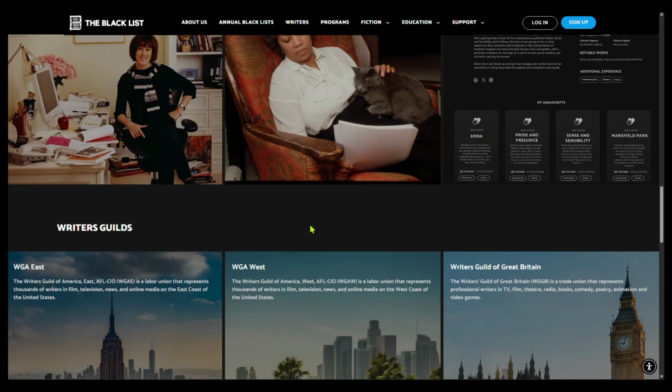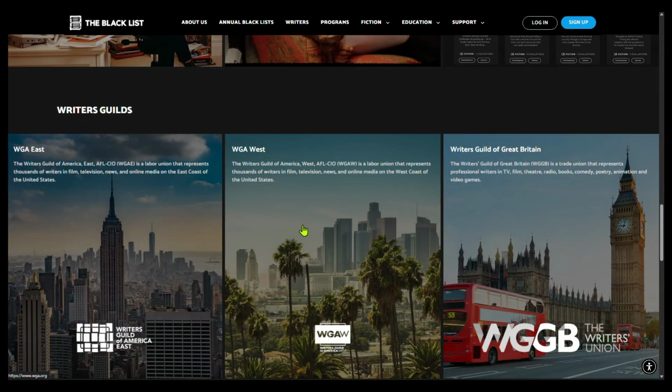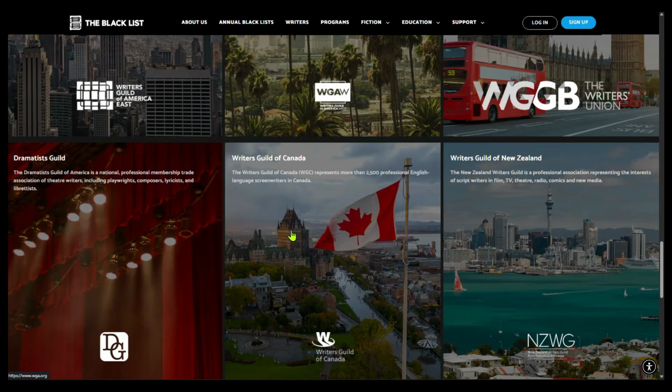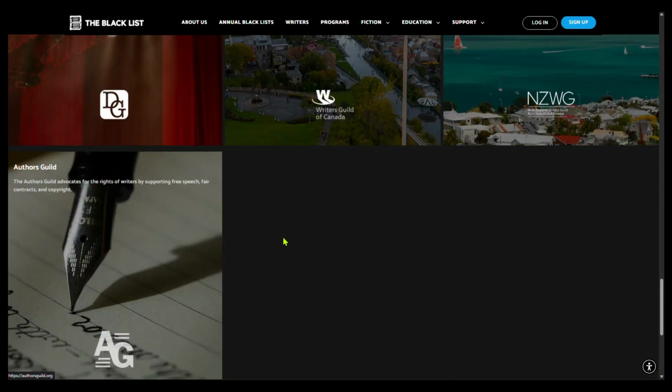And then finally, at the bottom, we link out to a couple major guilds. So these include the WGA and their various branches, the Dramatists Guild and the Authors Guild.